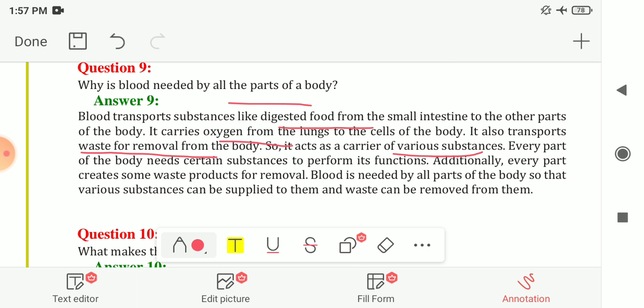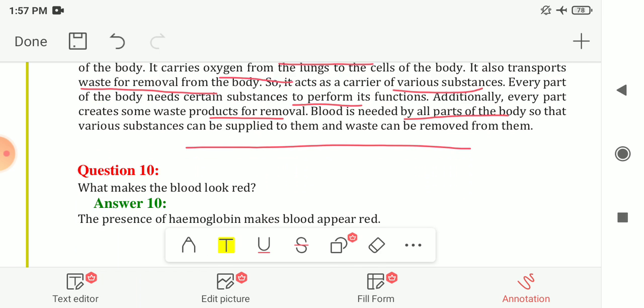Every part of the body needs certain substances to perform its function. Each and every part of our body performs various functions. To perform these functions, they require different substances, and additionally every part creates some waste products for removal. So blood is needed by all parts of the body so that various substances can be supplied to them and waste can be removed from them. So to supply the various substances and to remove the waste from the body parts, it is necessary that blood reaches each and every part of the body.